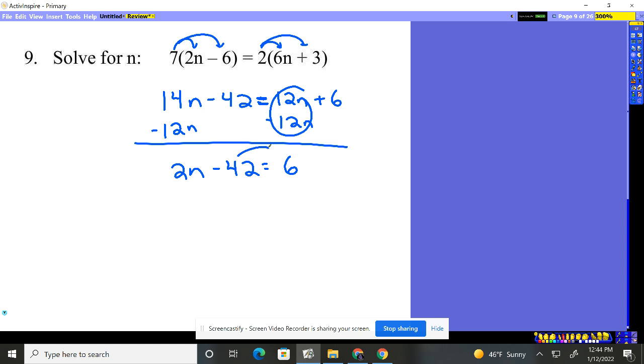Now I need to move my number over to that side. So I add 42 to both sides of the equation. I get 2n equals, when it moves over there, we have now what? 48. Divide by 2, and we get n is 24.